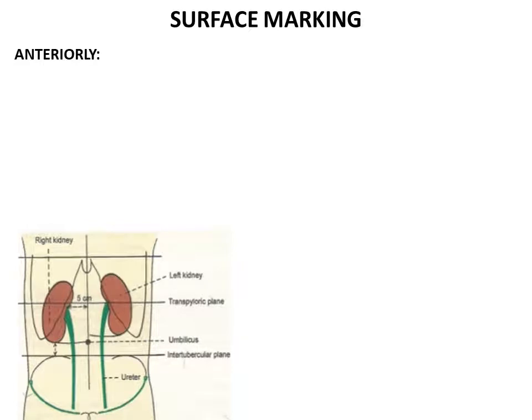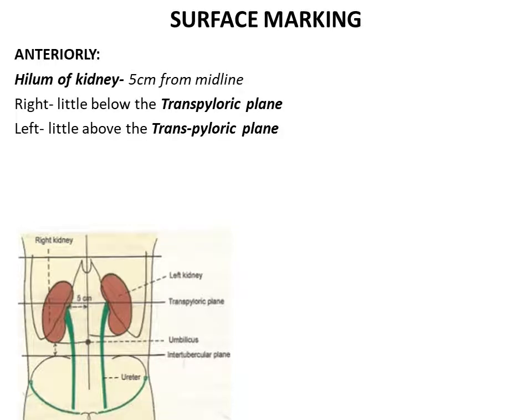The surface marking of the kidneys. On the anterior surface, the kidneys are marked with the help of the transpyloric plane. The hilum of the right kidney lies slightly below this plane, and on the left the hilum lies slightly above this plane, and the hilum is then marked 5 cm from the midline.